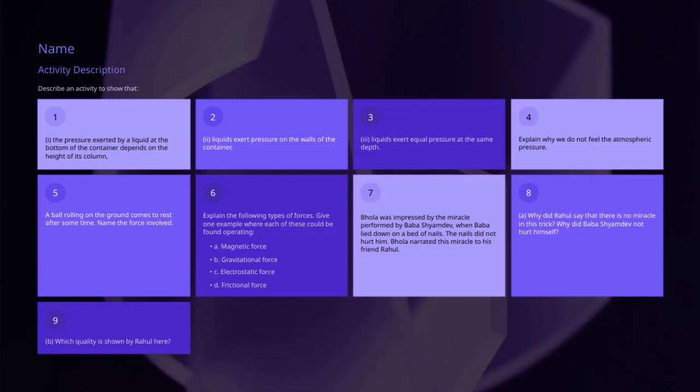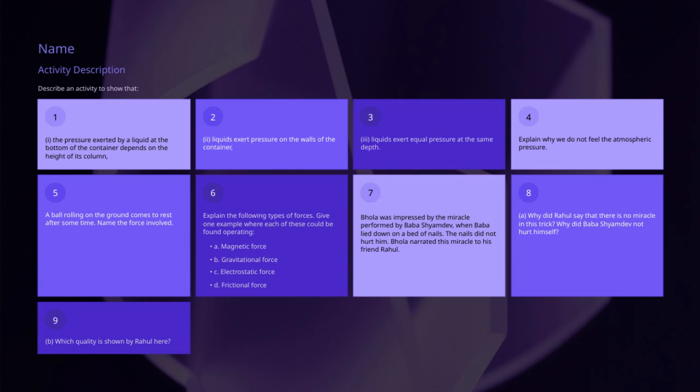Let's discuss why Rahul mentioned there is no miracle in Baba Shyamdev's trick. Essentially, Baba Shyamdev lying on a bed of nails does not hurt him because of the distribution of pressure. The nails don't penetrate his skin because the pressure applied is spread over many nails, reducing the force on any single point. Now Bola was quite impressed by this miracle and shared it with Rahul. Rahul, however, understood that such tricks are based on scientific principles, not miracles. This leads us to an important point. There are no miracles in science, only natural laws.